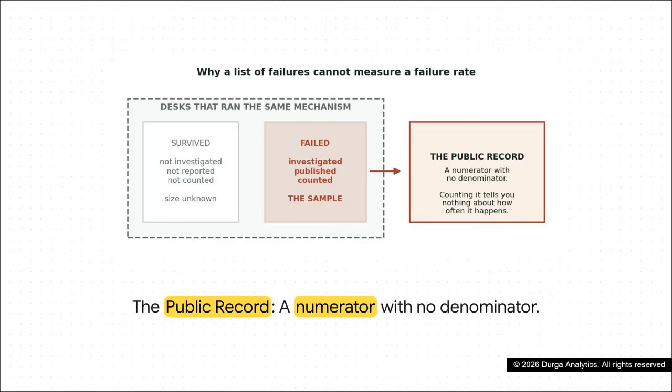But what about the desks that ran the exact same mechanisms, had the exact same operational gaps, but just survived? They aren't investigated. They aren't counted. It's kind of like trying to figure out how dangerous flying is by only counting plane crashes, without ever knowing how many flights take off safely every day. The public record is just a numerator with absolutely no denominator. It tells you what happened, but it tells you nothing about how often it happens.